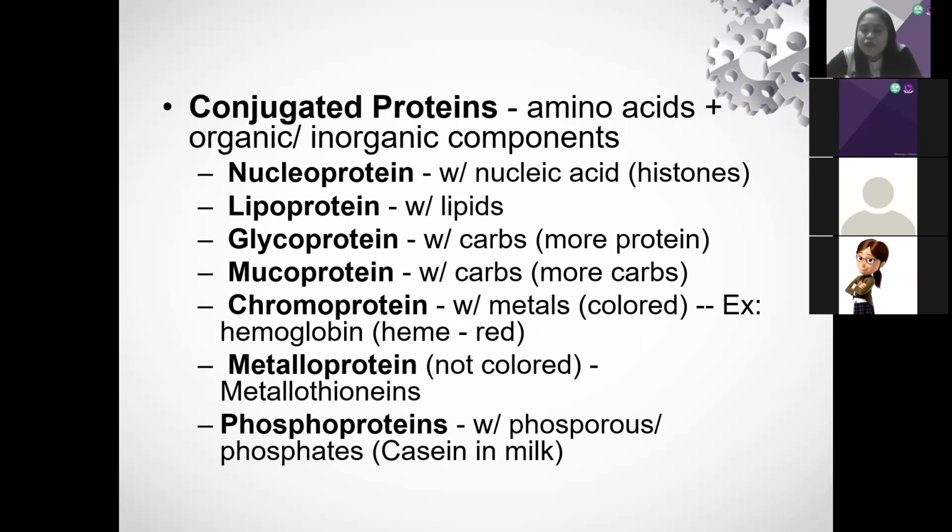We also have two types for the combination of amino acids and metals. We have the chromoprotein when it is colored. Example, hemoglobin: the heme of hemoglobin is made up of iron, and because of the presence of iron, it becomes red. So it has color, and when it has color we call that chromoprotein. But if the metal and protein combination is not colored, we call it metalloprotein.